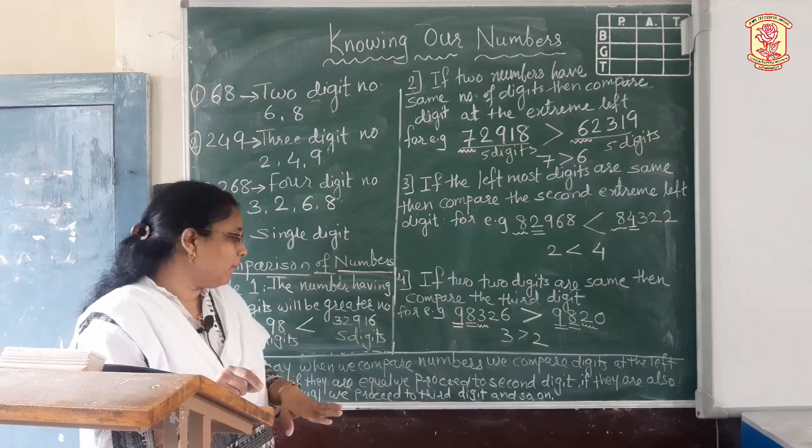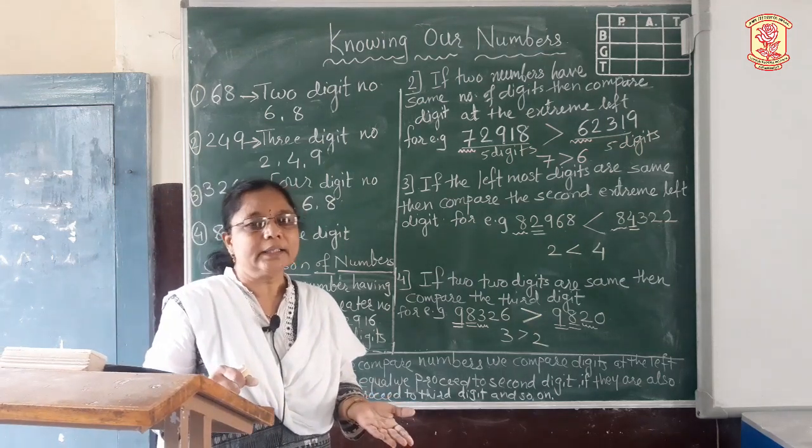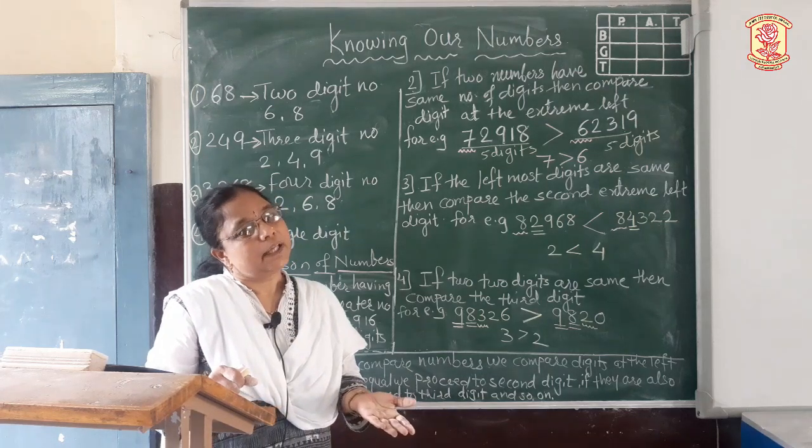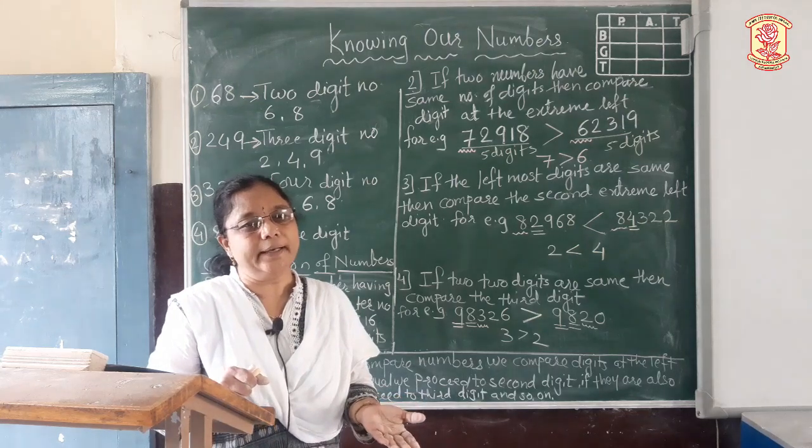So, in this way, when we compare numbers, we compare the digits at the extreme left. If they are also equal, then we proceed to the second digit. If second digits are also equal, then we proceed to the third digit. If third digit is also equal, then proceed to the fourth digit and so on.